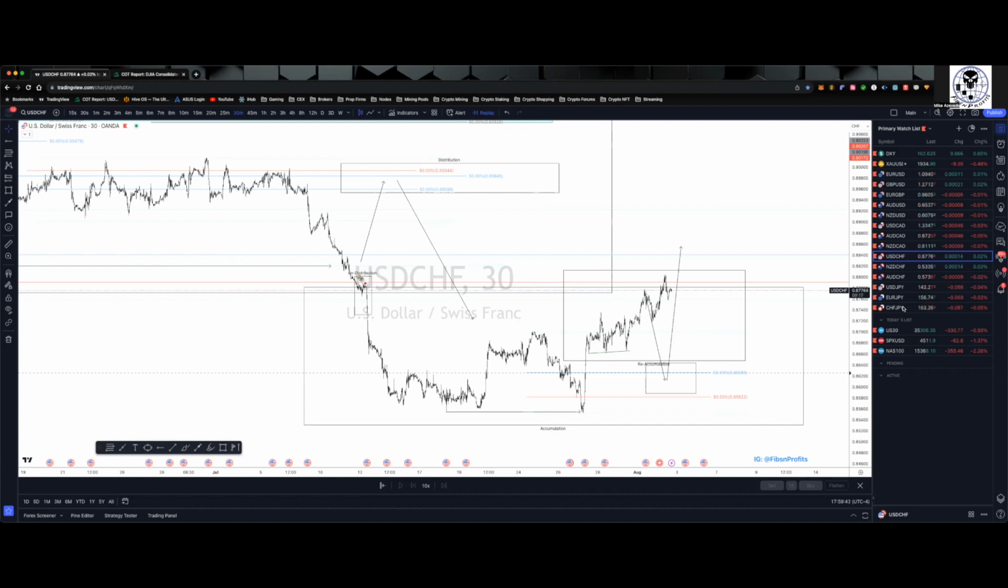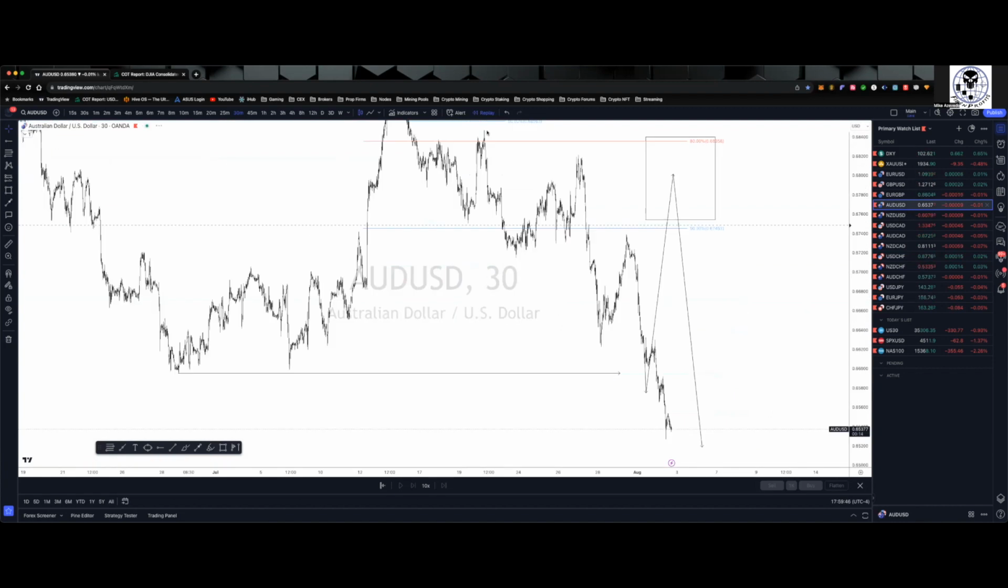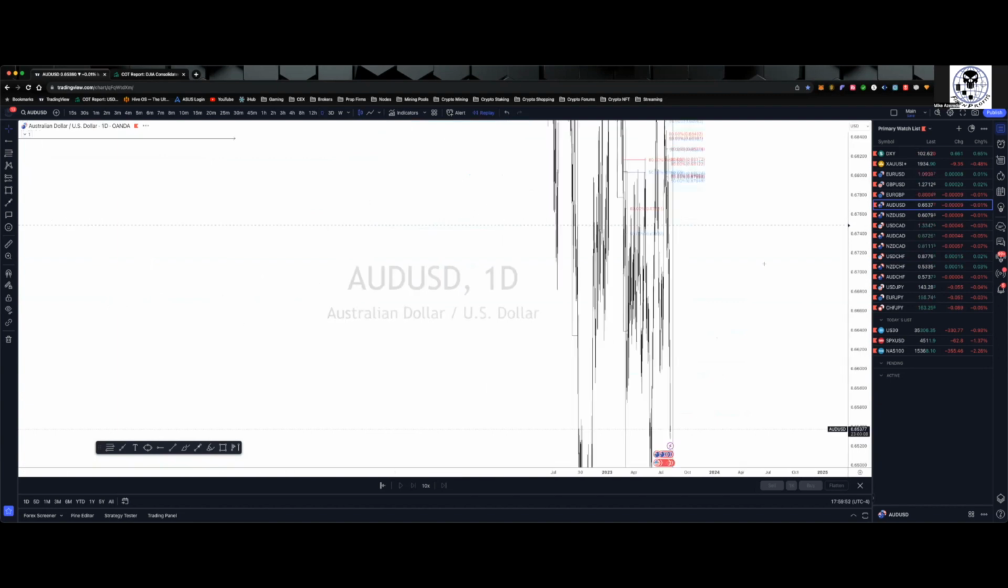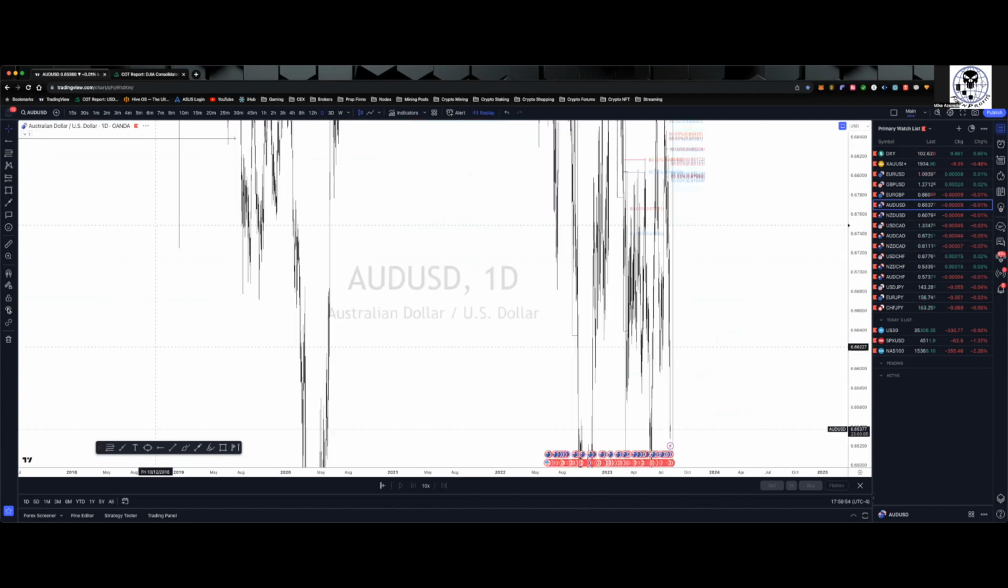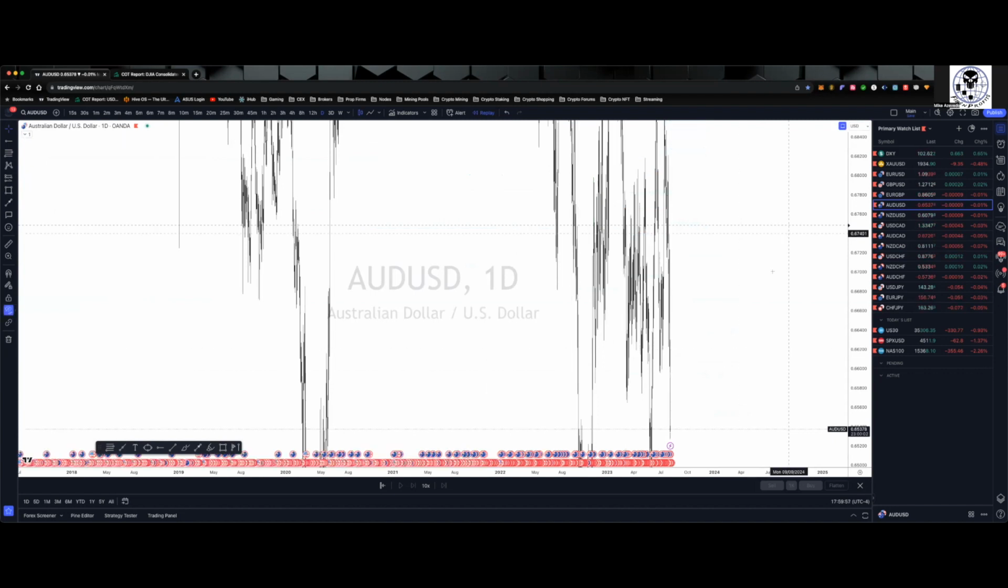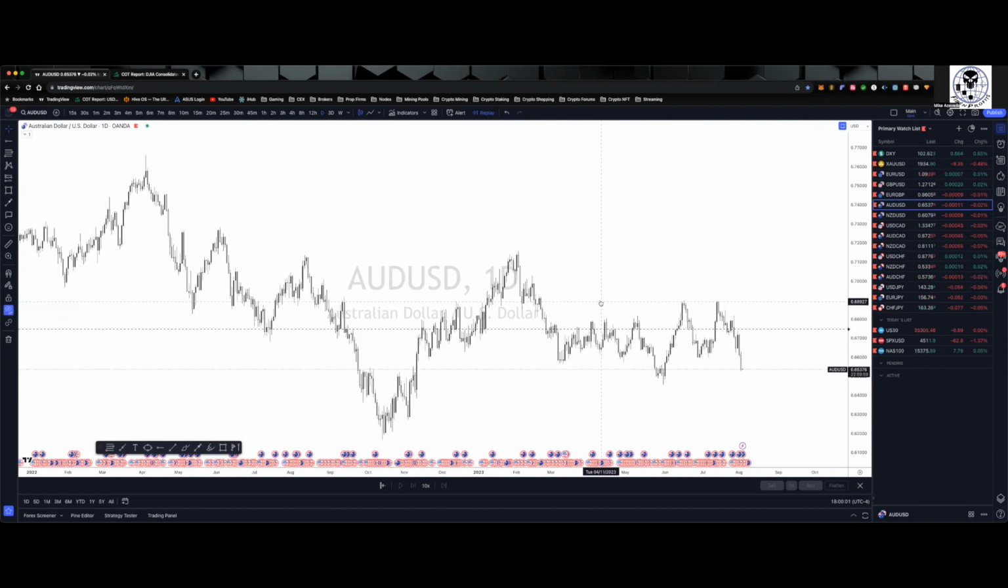Was seeing AU accumulation on the daily. You were seeing AU accumulation on the daily. So let me ask you this. Give me a fundamental reason for buyers to come into the Australian dollar at this point before we even look at the chart. Accumulation on the daily.